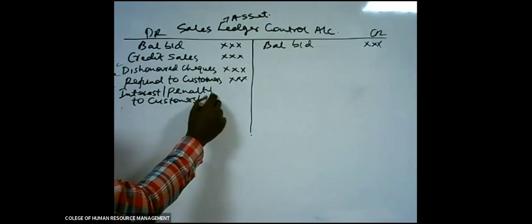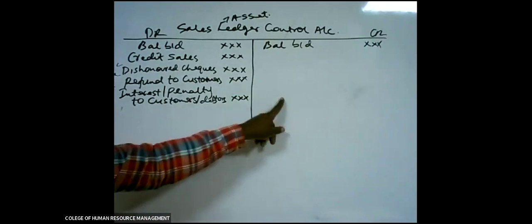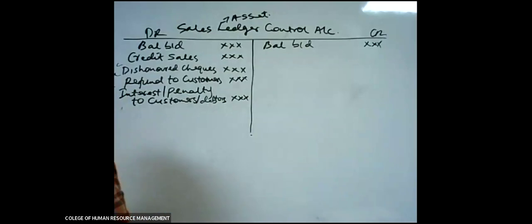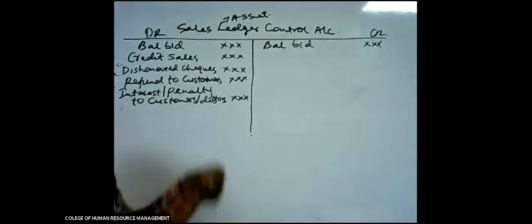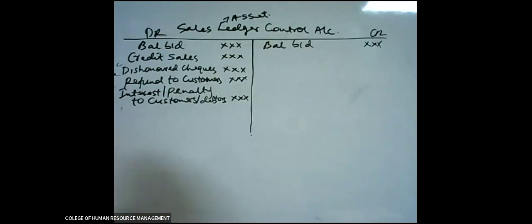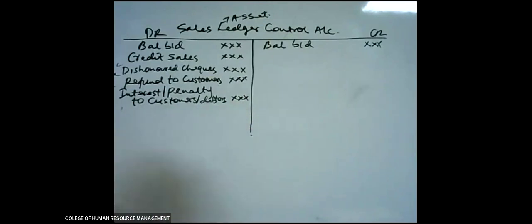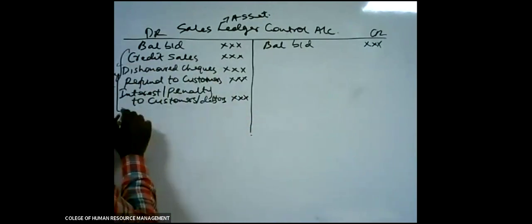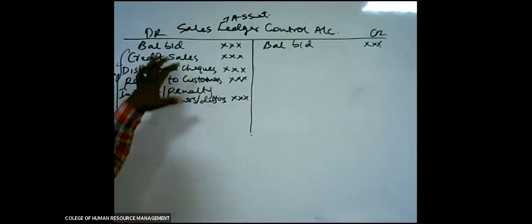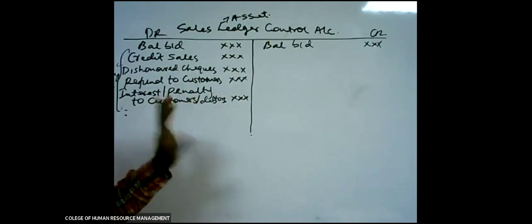Remember, customers, in some questions we refer to them as the debtors. The other one was interest or penalty charged by suppliers. This one is the interest or penalty that we have charged our customers. We have penalized them for taking too long to pay us. It increases the amount that they owe the business. In this format, you can see clearly that it deals with sales, customers, and debtors. Nothing about suppliers here, only customers and debtors.